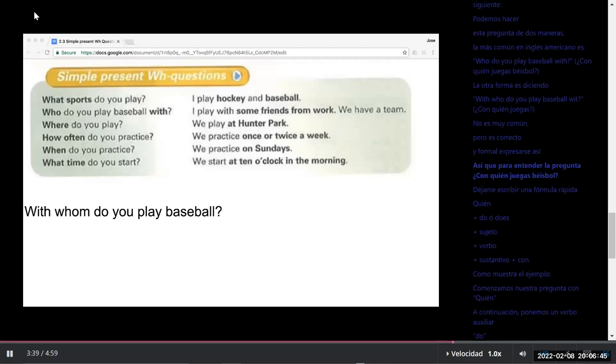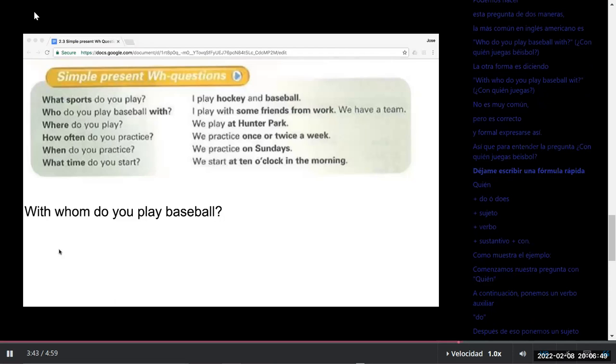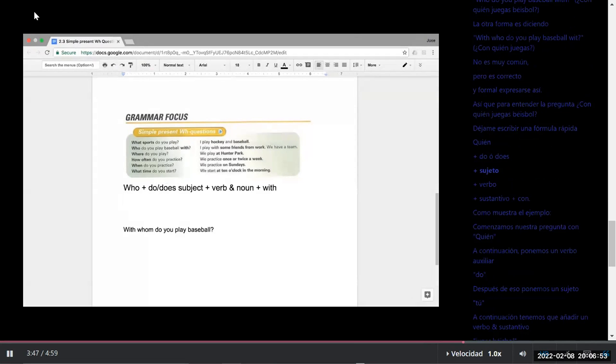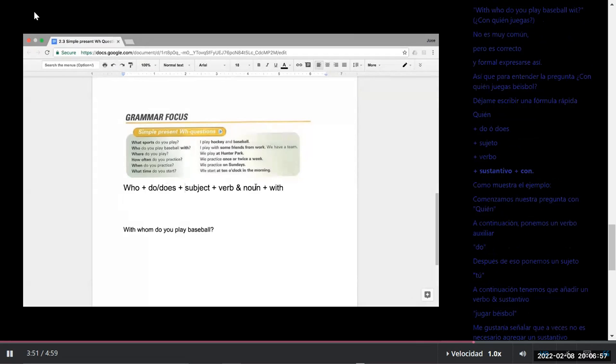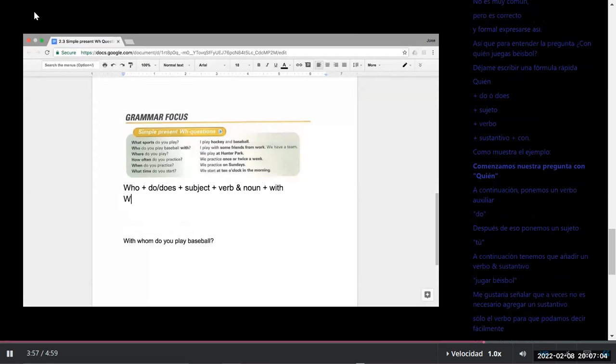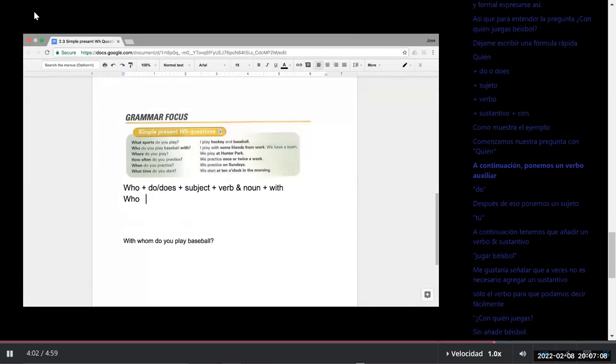So, to understand the question, who do you play baseball with, let me write a quick formula. Who plus do or does plus subject plus the verb plus noun plus with. As the example shows, we start our question with who. Next, we put an auxiliary verb, do.